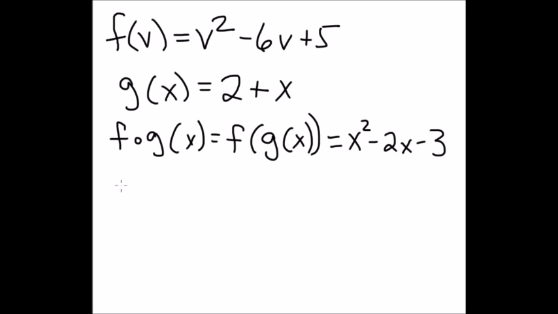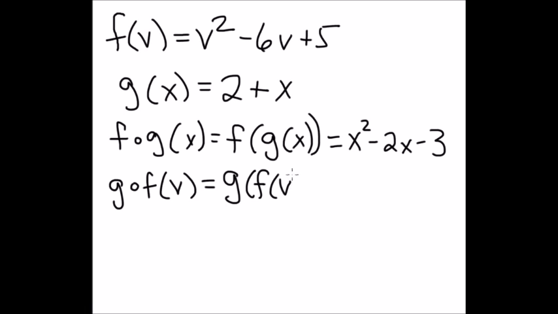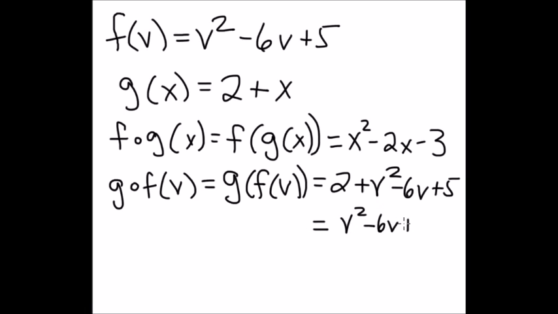So it's important to realize that in almost all cases, the reverse composite function is not the same thing. So now if we think about plugging in the function f of v into x for g of x, which was 2 plus x, we're going to get g of f of v is equal to 2 plus v squared minus 6v plus 5, or simply v squared minus 6v plus 7. So you can see the two functions are completely unrelated with one another.